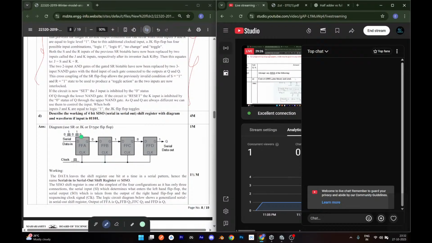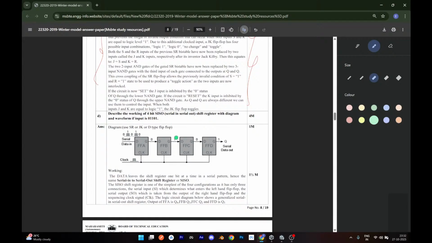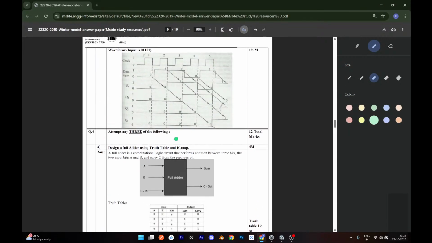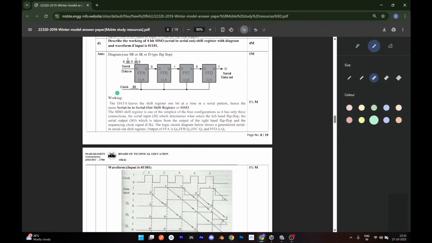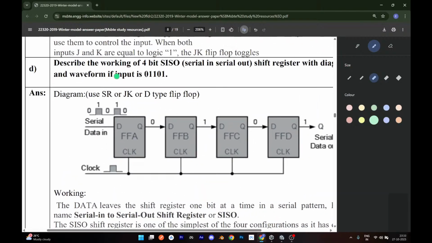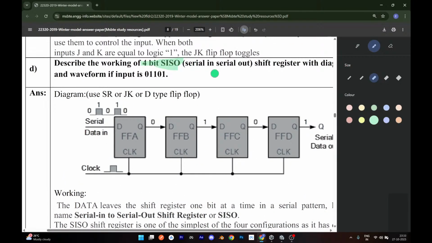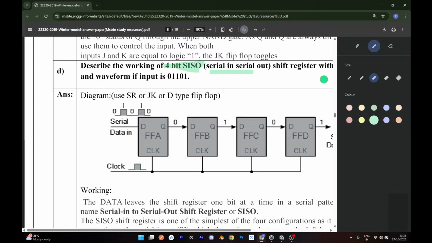Okay, now we'll move to this last question of today. Okay, question number 3, the last question. Describe the working of a 4-bit SISO, serial in and serial out, shift register with diagram. Okay, and waveform in input.